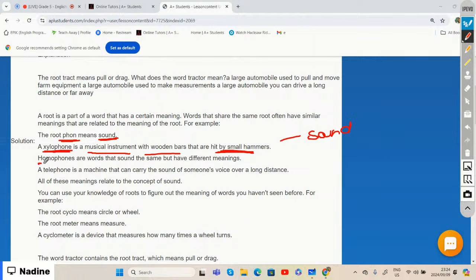Then we have homophones. Homophones are words that sound the same, but they have different meanings. That's homophones. They sound the same, but they have different meanings.